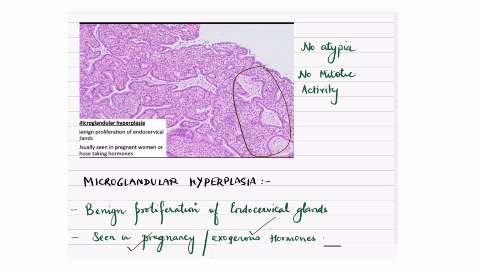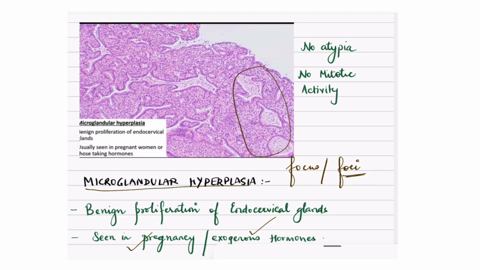Whether she's taking it or not, if you see such proliferation of endocervical glands, you can report it as microglandular hyperplasia. Whether you observe it at one focus or multiple foci, you just report it, because sometimes it can be a clue that there is some hormonal thing happening to the patient.